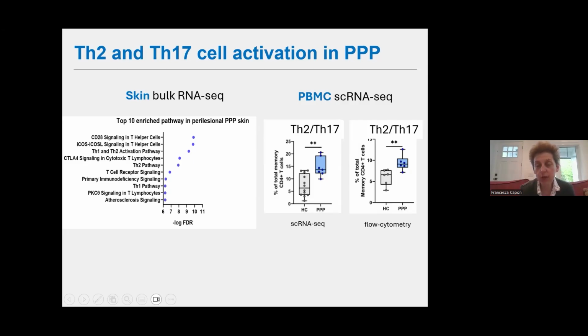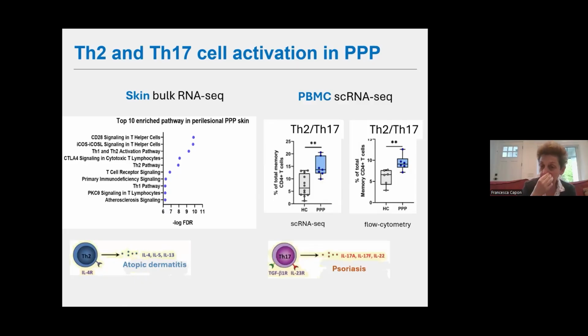And so this was a bit surprising because Th2 pathways, as we all know, are implicated in diseases such as atopic dermatitis, whereas palmoplantar pustulosis is traditionally classified as a pustular variant of psoriasis, and psoriasis is, of course, a Th17-driven disease. So the involvement of Th17 responses was to a certain extent expected, but not that of Th2 signaling.